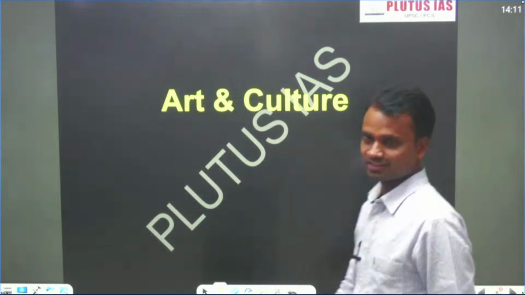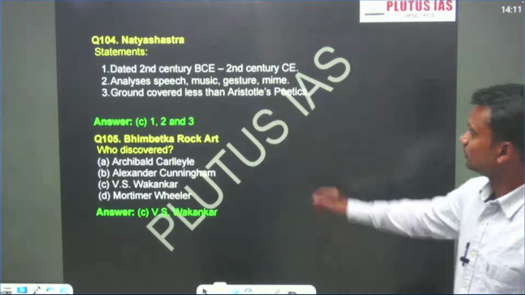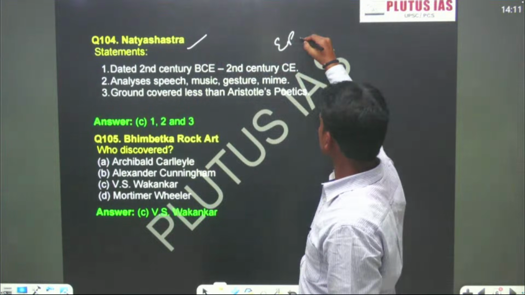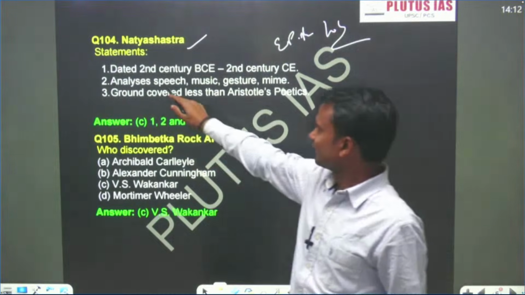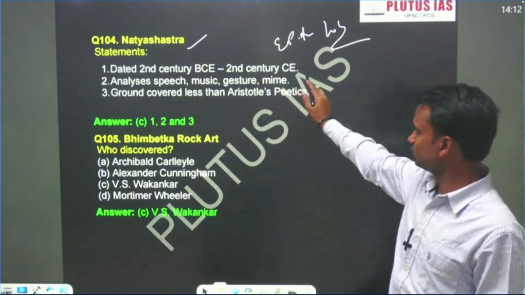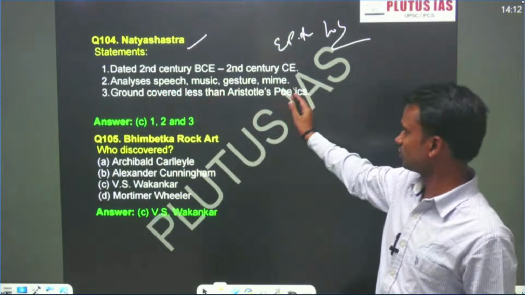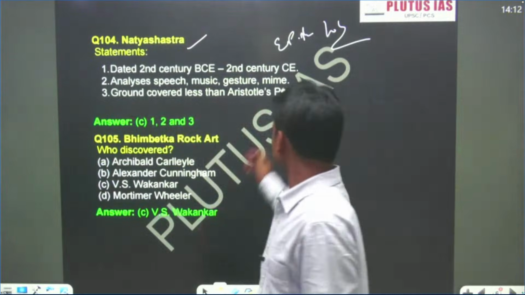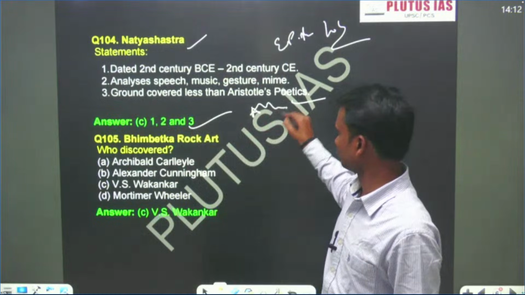Now, the next part is art and culture of EPFO. First, 104 EPFO. Date, 2nd century BC and 2nd century. See analysis: speech, music, gesture, and mime. Ground covered less than Aristotle's Poetics. The answer was 1, 2, 3, which means all of the above.